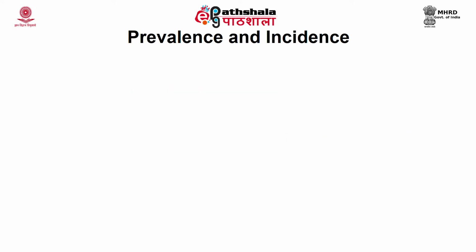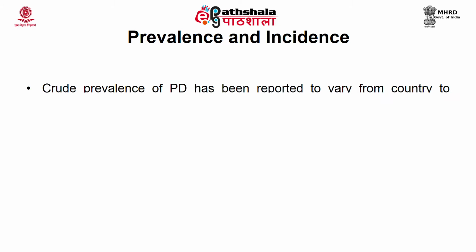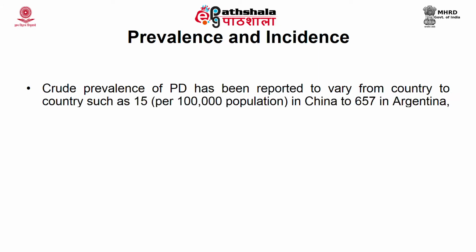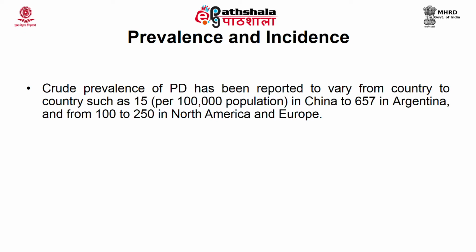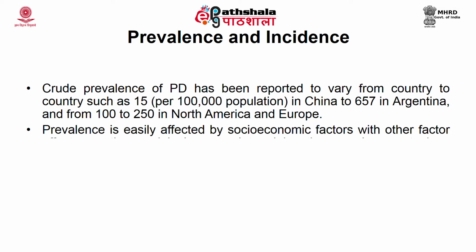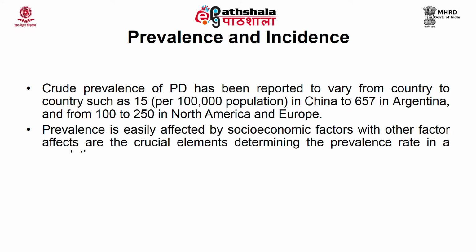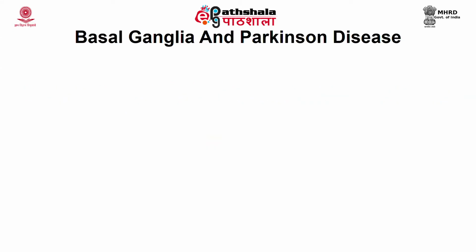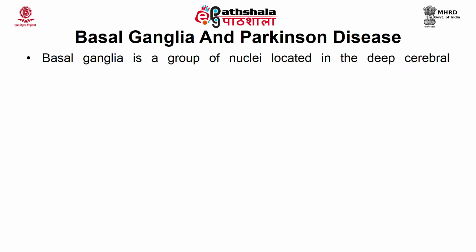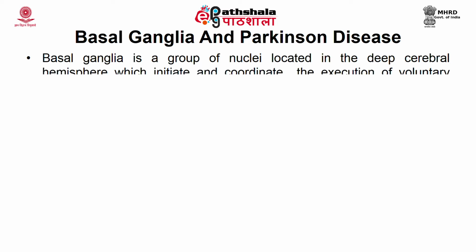Parkinson's disease is seen less in developing countries and its prevalence is higher in developed countries, and it is affected by socio-economic factors of the population. Parkinson's disease is closely related to the basal ganglia. The basal ganglia is a group of nuclei located deep in the cerebral hemisphere. It initiates and coordinates voluntary movements.